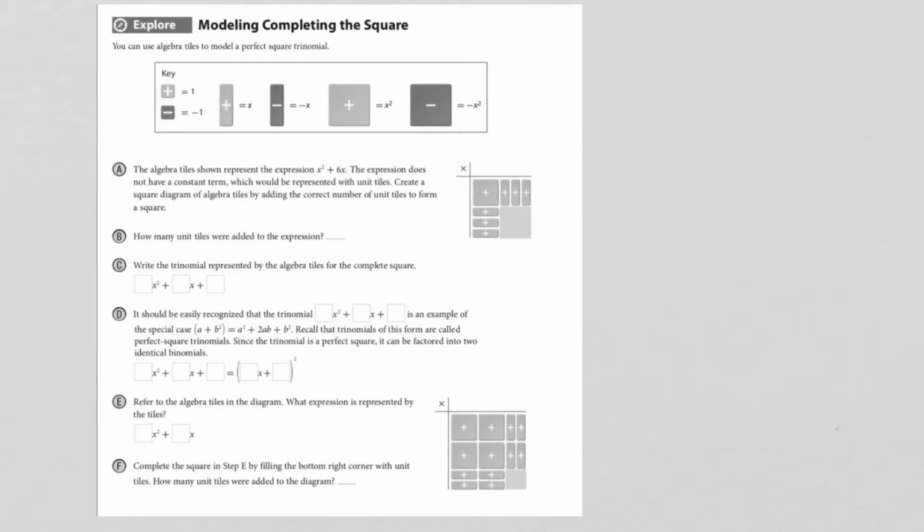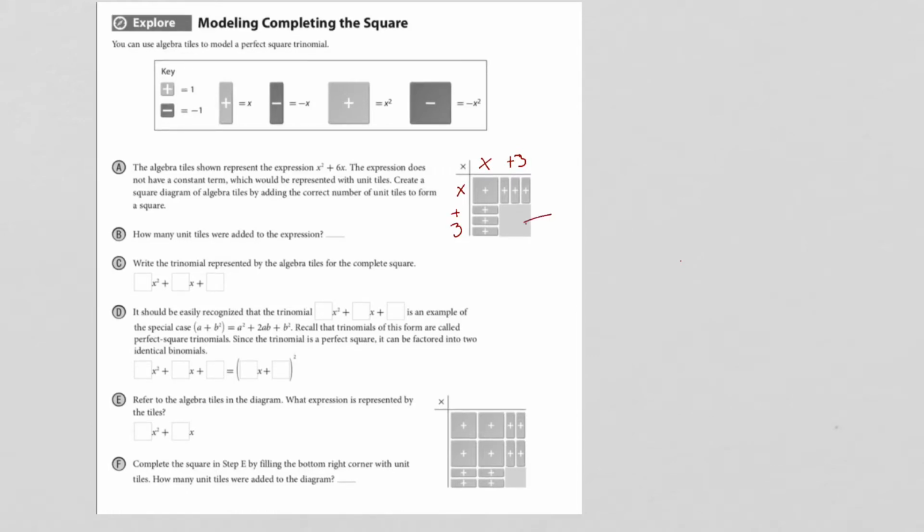Let's see here. Basically, if you took x squared plus 6x, it's missing the unit tiles, right? This would be like x plus 3 times x plus 3. So in the middle here, this should be 9 unit tiles. So if you were to actually have all of the tiles that you need, you'd have 1x squared, 6x plus 9. So you're definitely missing something.